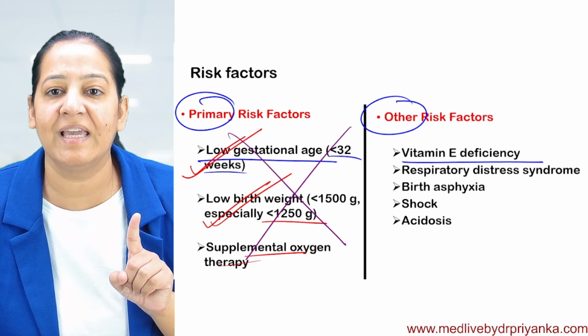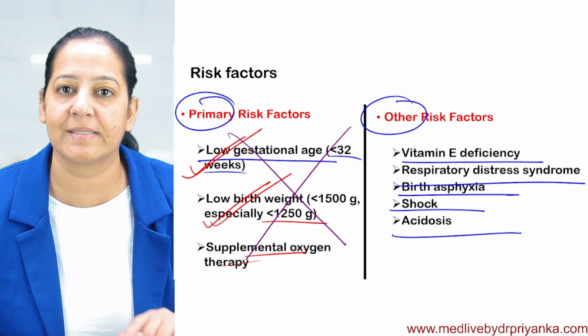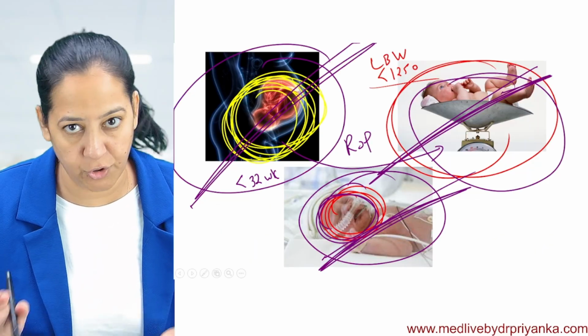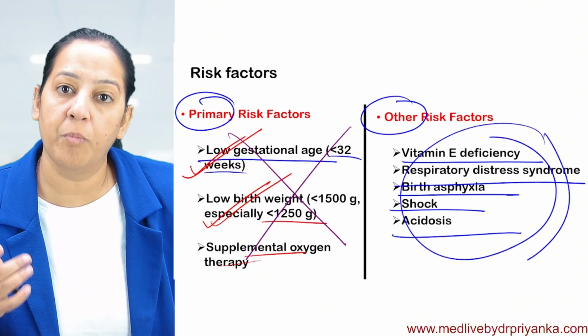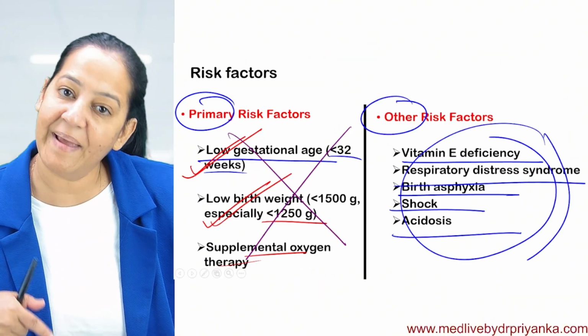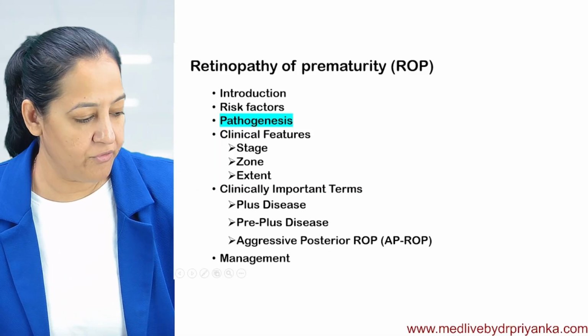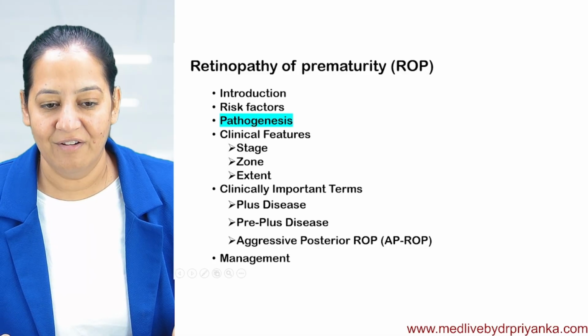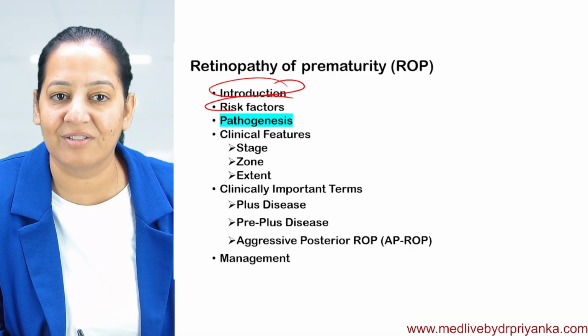Vitamin E deficiency, respiratory distress syndrome, birth asphyxia, shock, acidosis. If any of them is present in the newborn at the time of birth, immediately after birth, that will be an additional risk factor. So there are 2 types of risk factors. We have already seen the introduction, and the primary risk factors and other risk factors.